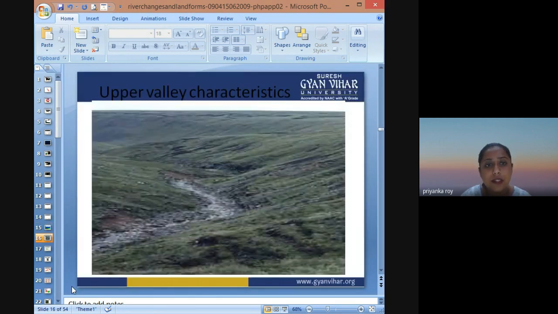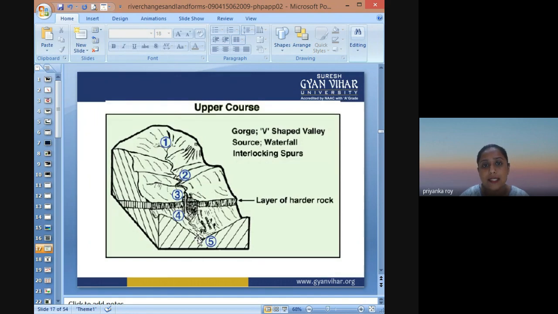Now, these are upper valley characteristics, showing a spur. I have shown you this spur. The upper course has a deep V-shaped valley. We can come across waterfalls. In case of any fault lines, we will come across waterfalls and interlocking spurs. These are the interlocking spurs that we will come across.